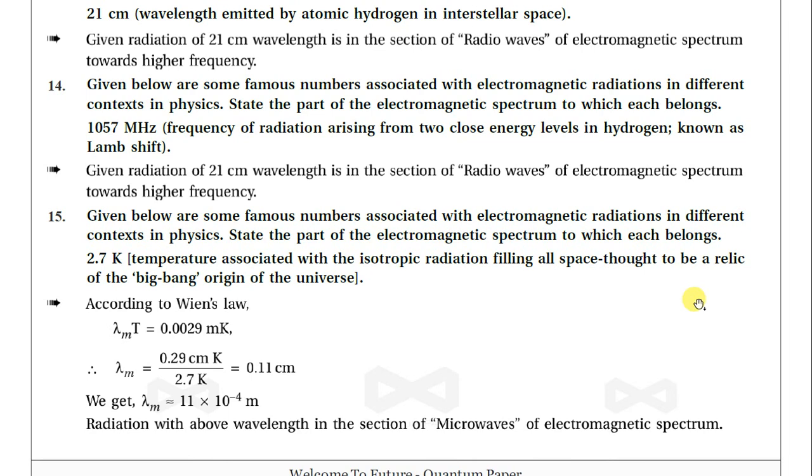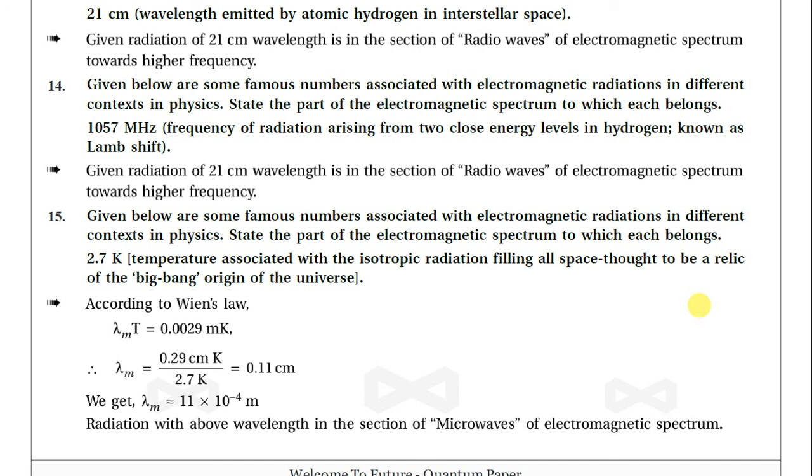Now see here, the given below are some famous numbers associated with electromagnetic waves in different contexts in physics. State the part of the electromagnetic spectrum to which it belongs: 1057 megahertz, the frequency of radiation arising from two close energy levels in hydrogen, known as the Lamb shift.